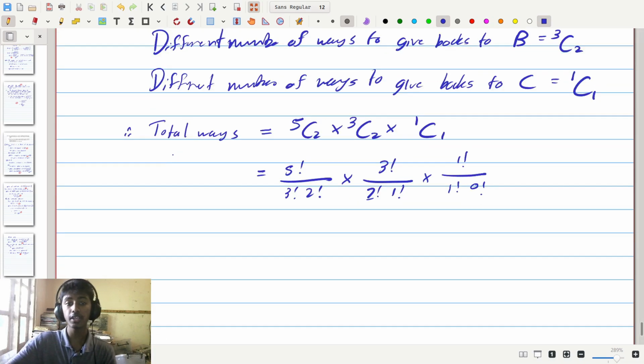Now if we simplify this, we can see this 3 factorial and this 3 factorial cancel. So we have 5 factorial on top and 2 factorial and 2 factorial on the bottom.